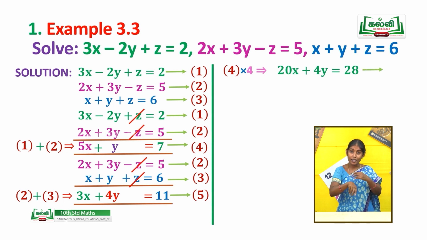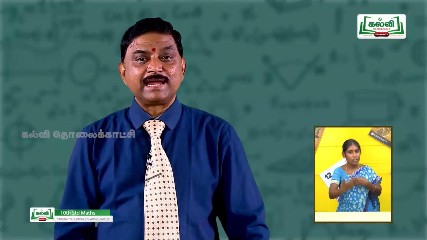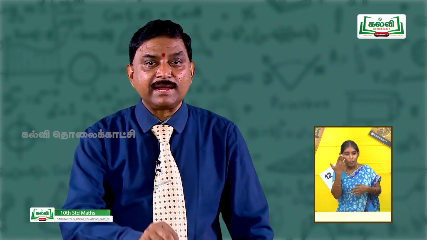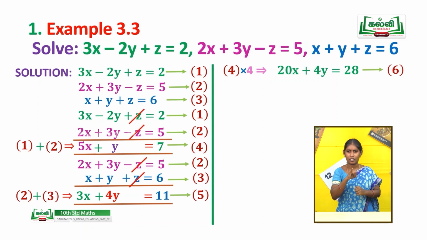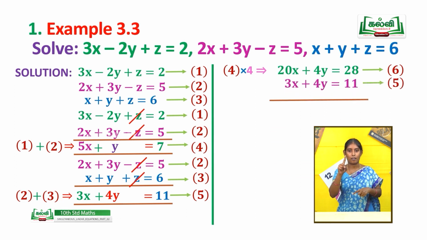It is again a new equation, so give a new number to that. 20x plus 4y equal to 28 is equation 6. Now what can we do? We should simply write equation 5. Why? Because equation 6 has the 4y, and equation 5 also has 4y, so it is easy to cancel. So don't disturb equation 5. Write equation 5 as it is. 3x plus 4y equal to 11 is the fifth equation.